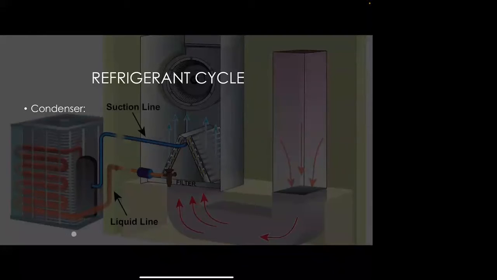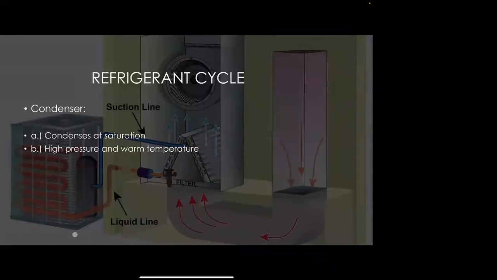The next one here is the condenser. And what it does is it condenses it at its saturation point. We have high pressure at that point and a warm temperature. And we call that subcooling, or known as our liquid saturation, or LSAT if you see it on digital gauges, things like that. Again, Josh Elliott did a lot of training on this recently, so not spending a lot of time on it, just running through it.